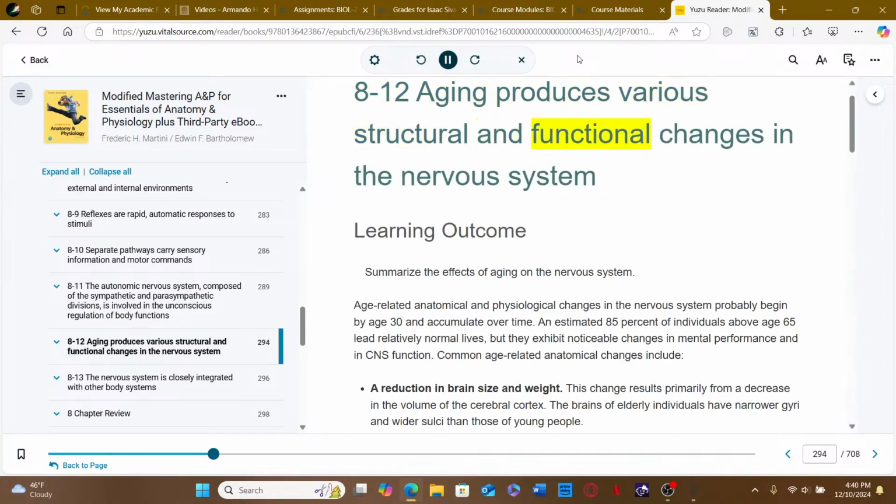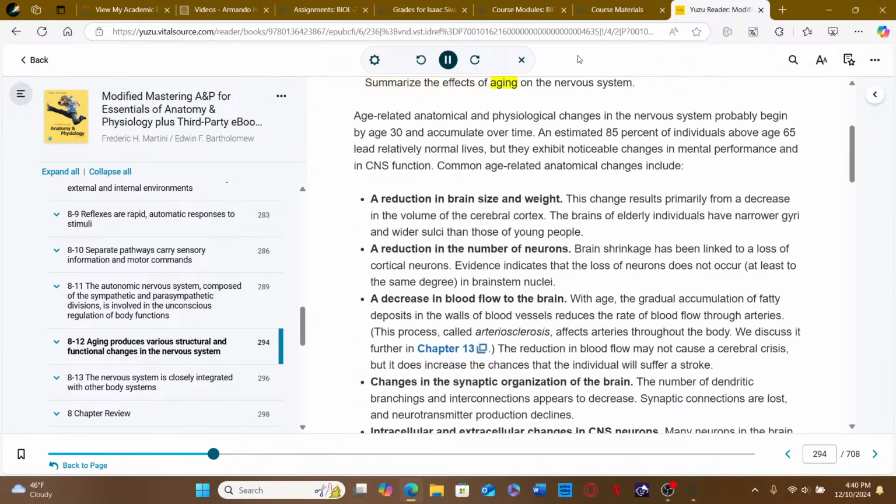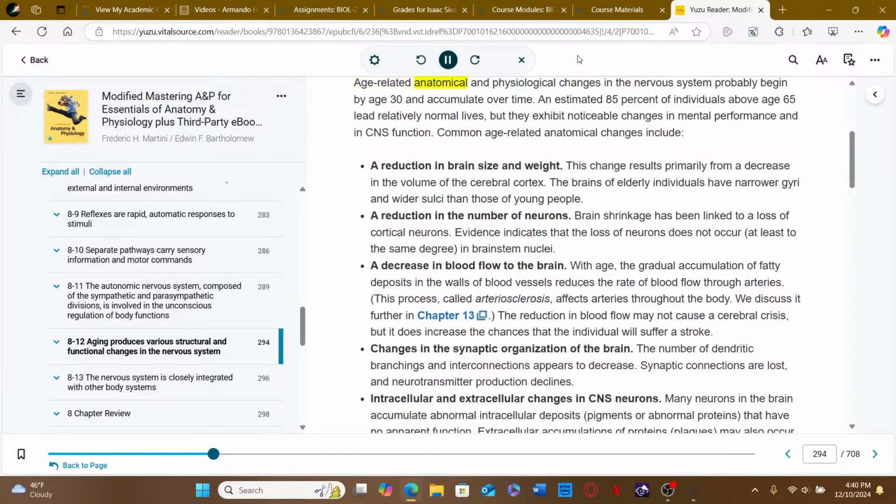8-12 Aging produces various structural and functional changes in the nervous system. Learning outcome: Summarize the effects of aging on the nervous system. Age-related anatomical and physiological changes in the nervous system probably begin by age 30 and accumulate over time. An estimated 85% of individuals above age 65 lead relatively normal lives, but they exhibit noticeable changes in mental performance and in CNS function.